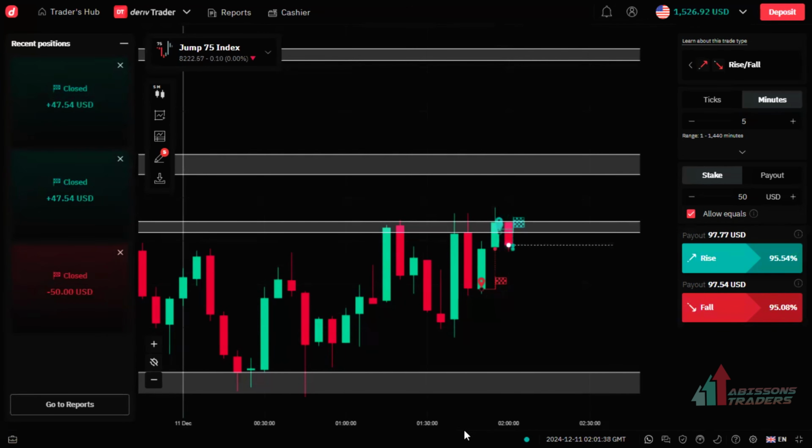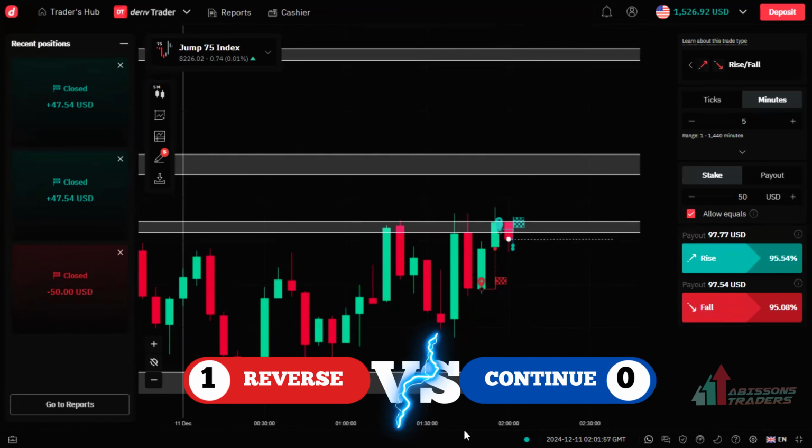Alright guys, as you can see, the price reversed just like I expected, and we got our first win, and that means I have recovered my loss that I got from a continuation entry. All right, so now we are good. So continuation entry nil, reversal entry 1.